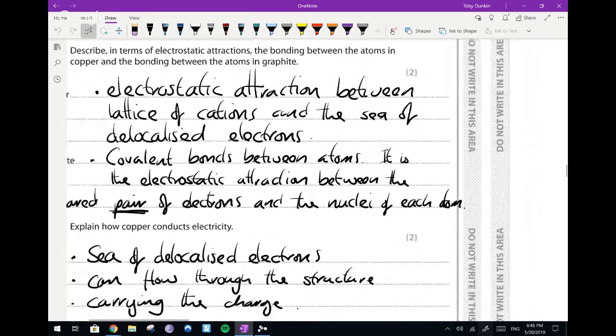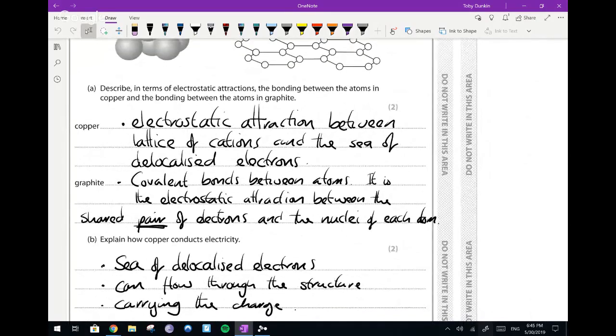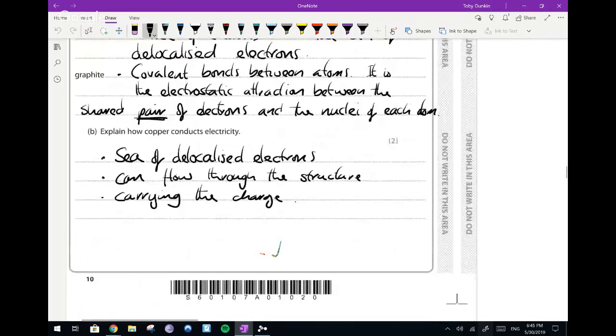I did it completely on the exam paper, but I would definitely not be wanting to run Susan Boyle there, since it's only going to be 1 mark for each one. They're wanting you to just simply talk about the bonding between the atoms. Electrostatic attraction between the cations and the delocalized electrons. Covalent bonds between the atoms. The electrostatic attraction between the shared pair of electrons and the nuclei of each atom. That's a really tricky question because lots of people will overthink that.